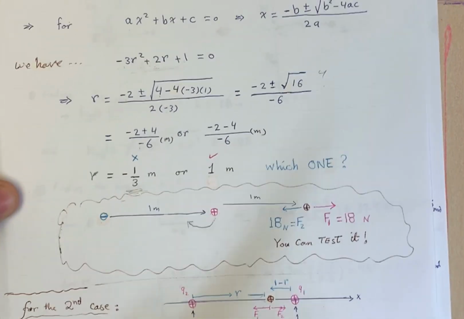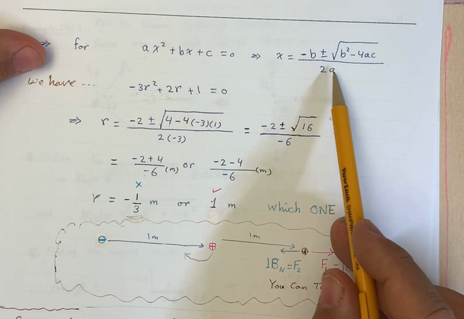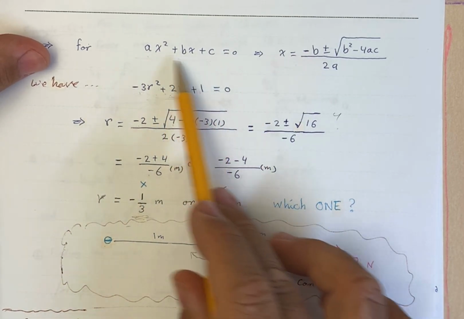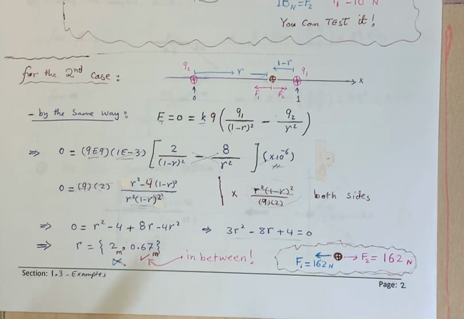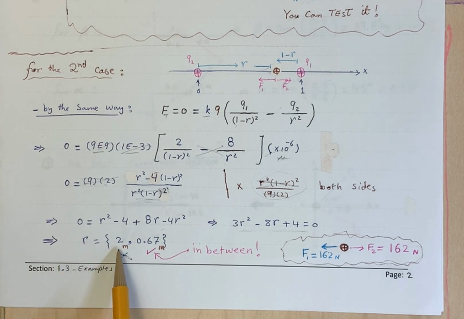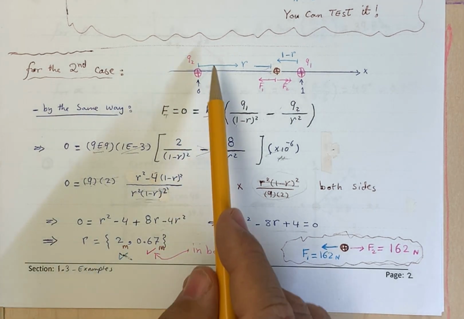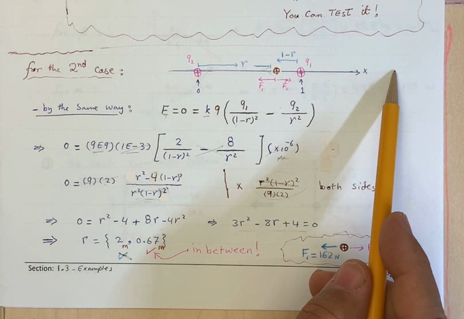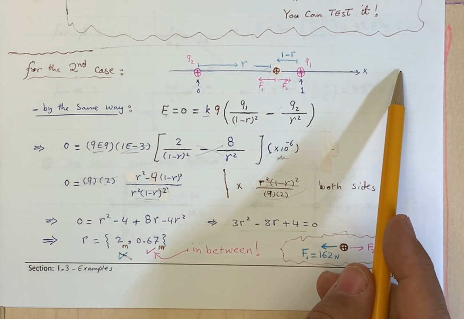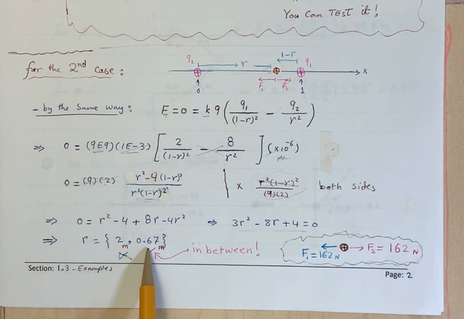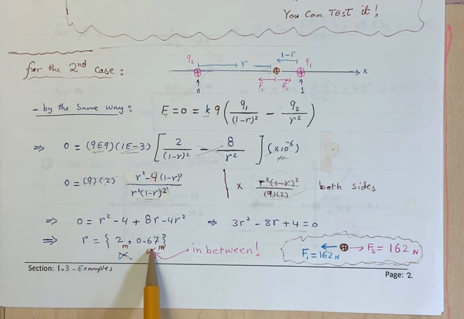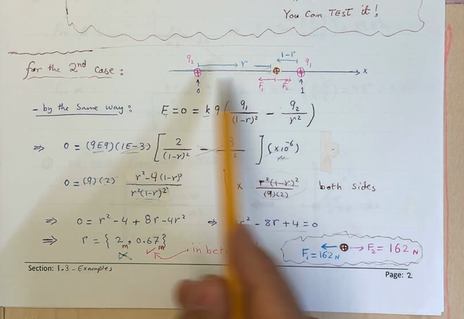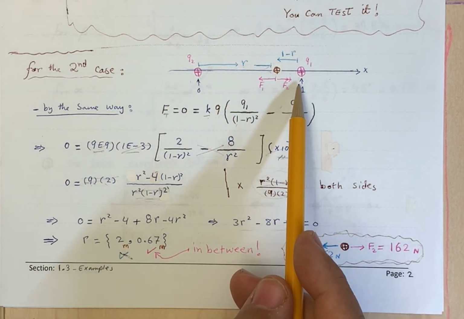I used the same relation, which is the general method to find the x value in a second-order polynomial equation. So I have two values of r. The first one is 2 meters. Remember that 2 meters from the Q2, which is here, is outside the charges. So there is no balance in our case here, outside the charges. We also have 2/3 of a meter, which is 67 centimeters. This is in between them, because the distance from here to here is 1 meter or 100 centimeters.